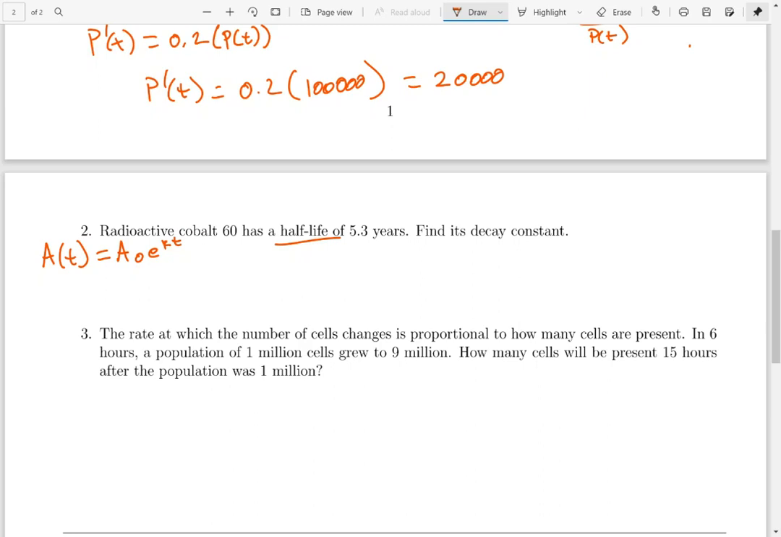But we know that at 5.3 years, A of 5.3, we're going to have literally half of the amount of stuff we started with. And since we're going to have half of what we started with, that's the amount left over, which is then going to be equal to A sub 0 times e to the k times 5.3. And so now we have an equation that we can solve for to find k. At 5.3 years, we have half the stuff that we started with. Well, if we have half the stuff that we started with, what can we do?